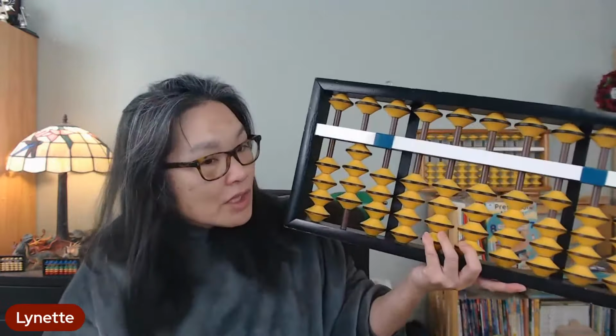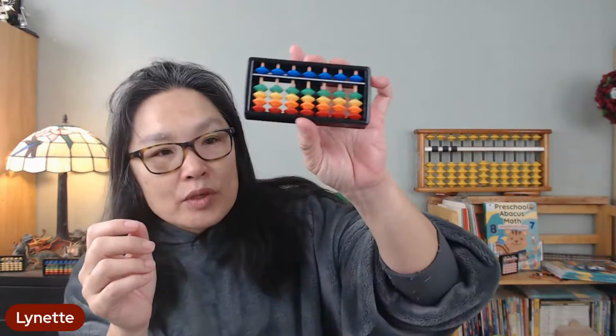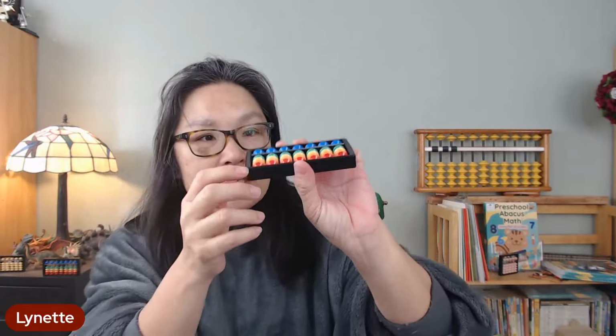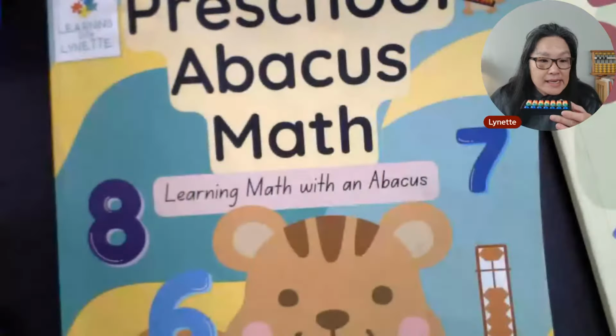Okay, so I'm going to switch over to this student abacus. The student abacus is interesting because it's not supposed to be up like this. It's actually supposed to lie down flat and face the students so they can see the abacus and then they can move it.